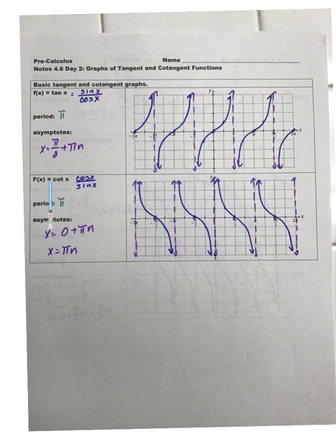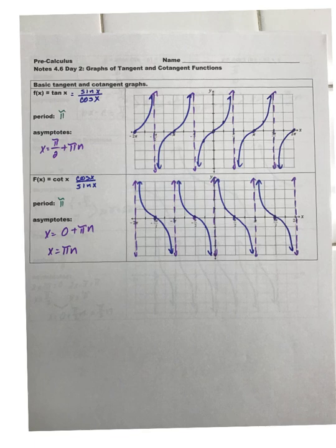All right, so cotangent, remember, is cosine over sine. So it's going to have the x-intercepts when cosine equals 0, and it's going to have the asymptotes when sine equals 0. So the intercepts and asymptotes switch. They flip-flop for tangent and cotangent. So cotangent has the intercepts at the half pi's and the asymptotes at the whole pi's.